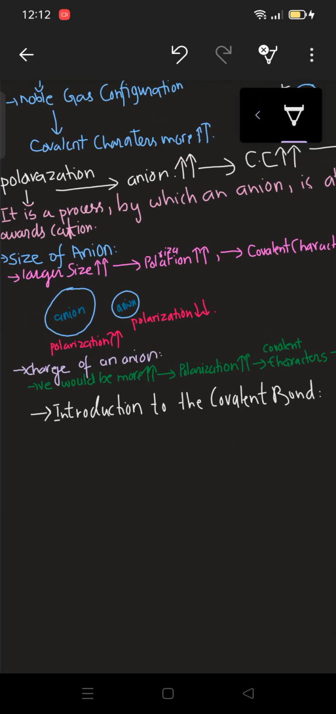There are a lot of theories of covalent bond. The first ever theory was Lewis dot structure, which was also known as electron dot structure. Afterwards, we got VBT, valence bond theory. Afterwards, we got VSEPR, valence shell electron pair repulsion theory. Afterwards, we got MOT, which is molecular orbital theory.